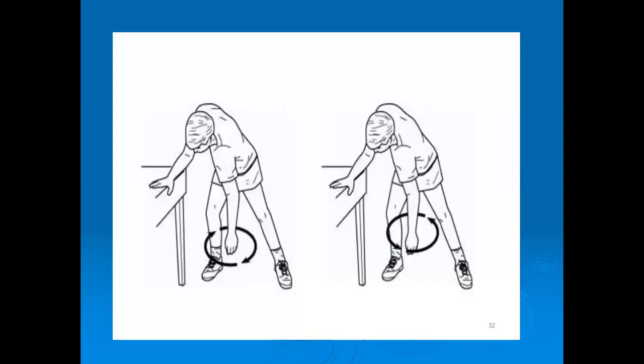This is the Codman exercise. The person will have to move the hand in a circular motion, hanging in a downward position, while the other arm is used as support on the table or on a chair or another surface.